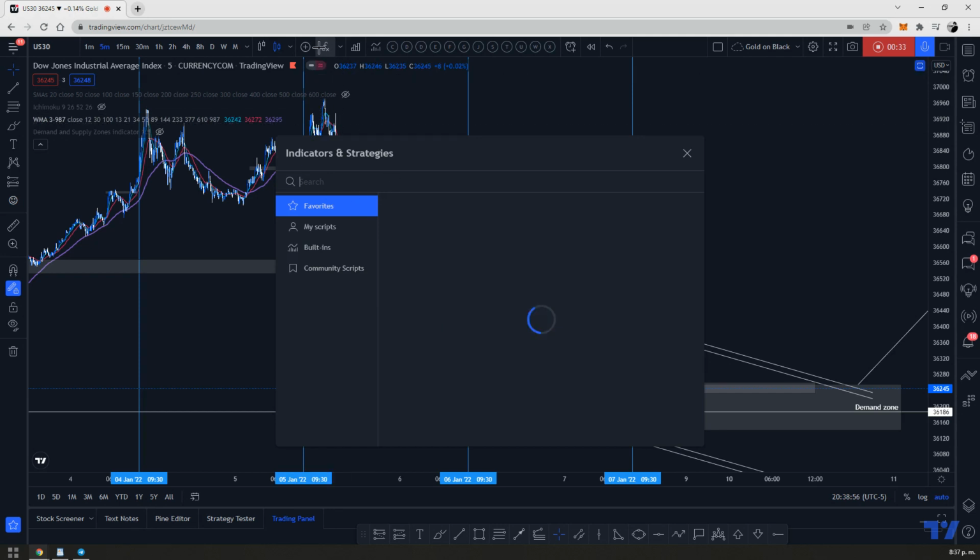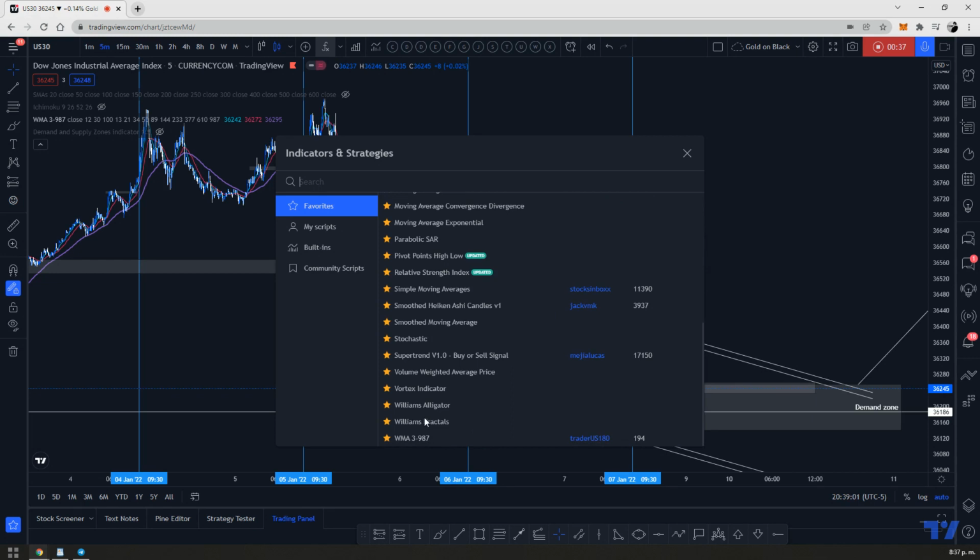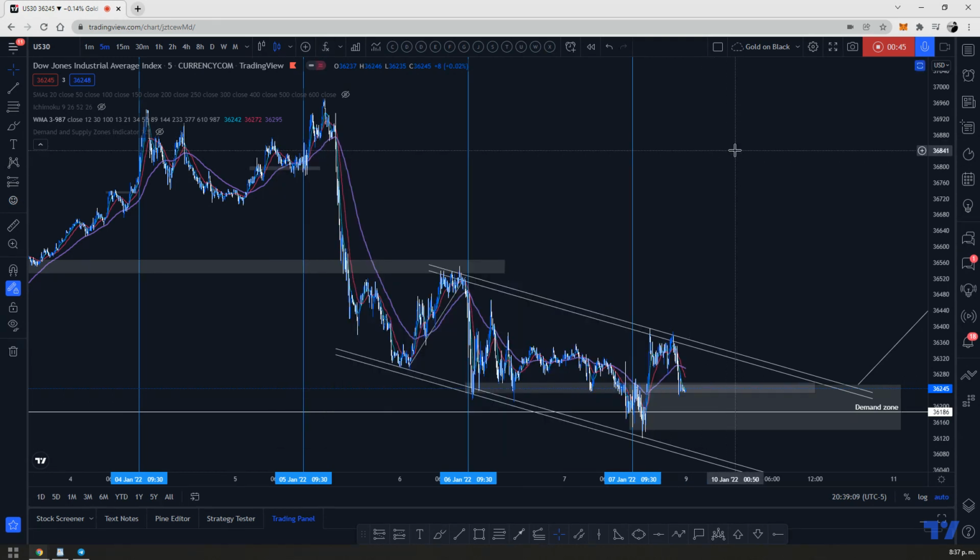Simple. You can just go on the indicators and type in WMA, and it's going to come up like this: WMA 3-987. Okay, this is the creator. You can put a little star right there as your favorite. And of course, you need to have an idea of what price action is and how price action works. Without price action, this is not going to work if you don't know.